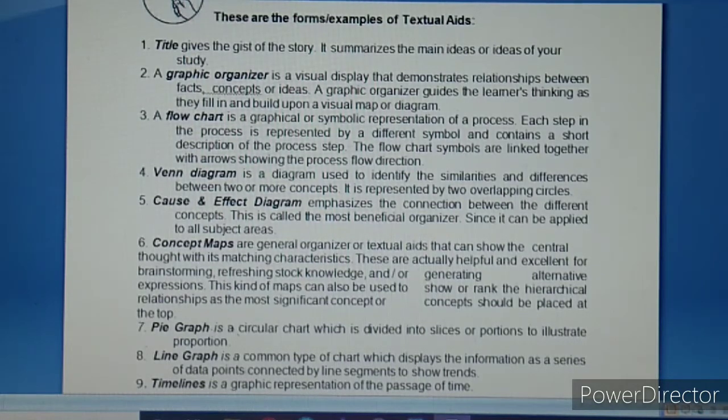Now, number 7, pie graph is a circular chart which is divided into slices or portions to illustrate proportion. Number 8, line graph. It is a common type of chart which displays the information as a series of data points connected by line segments to show trends. And number 9, timeline is a graphic representation of the passage of time.